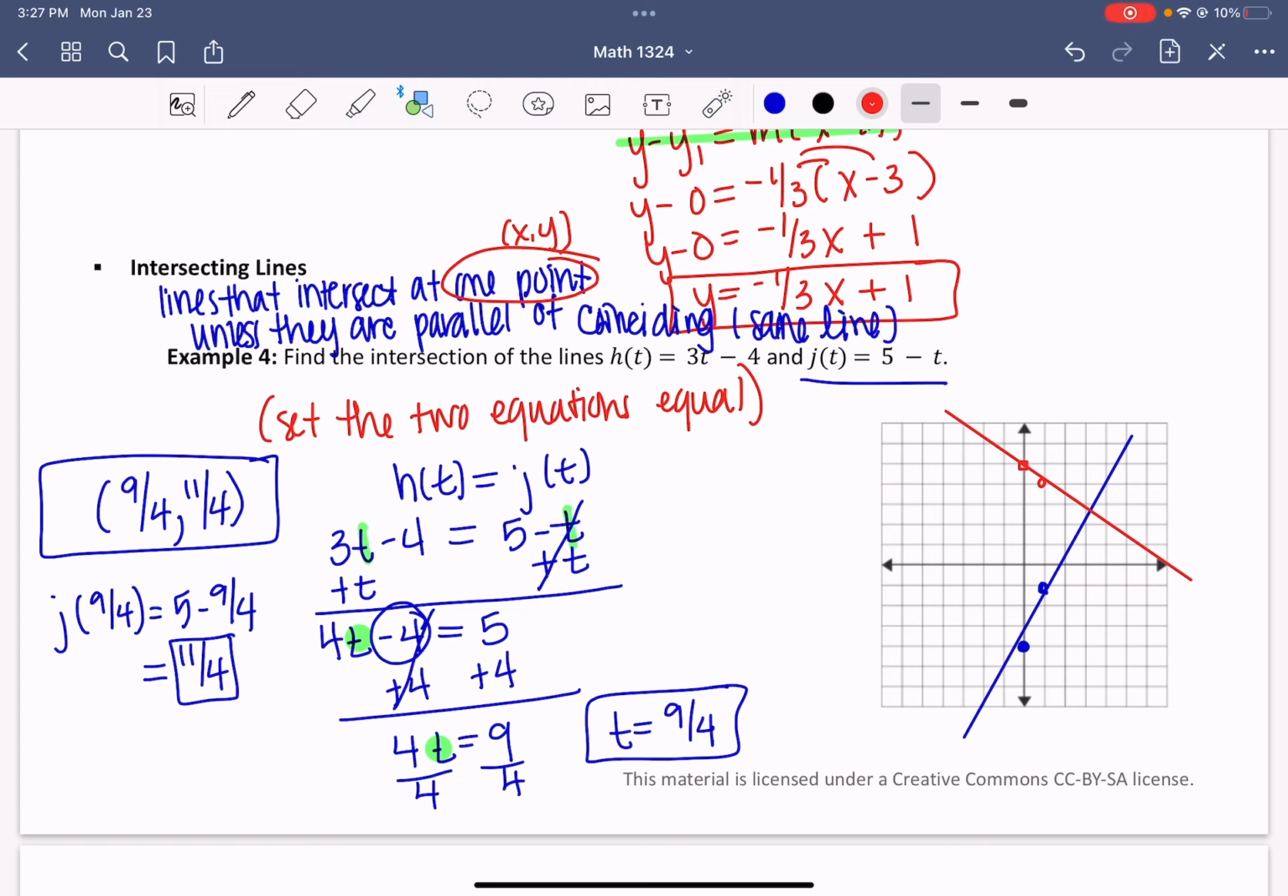So I hope this short lecture helps you with all our different linear functions: horizontal, vertical, their intercepts, parallel, perpendicular, intersecting. Go and try the homework and then contact your instructor if you need assistance.